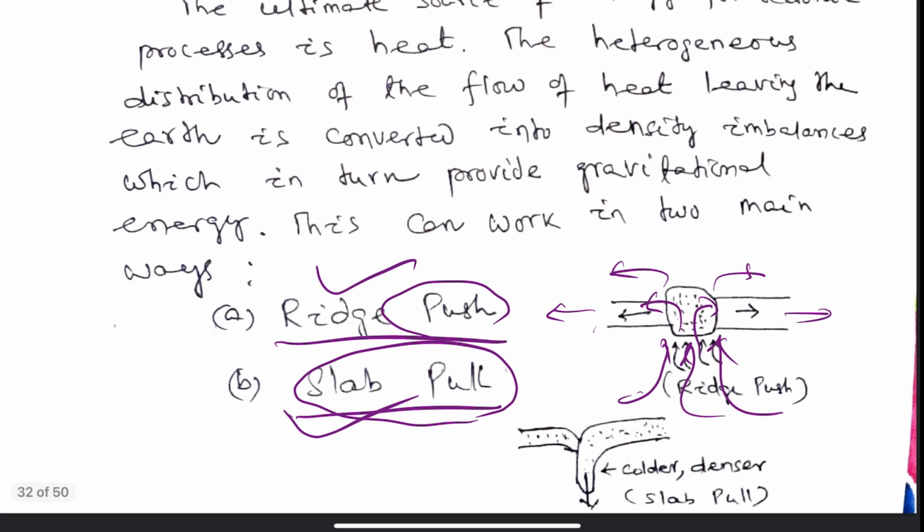And slab pull, because the oceanic plate becomes denser and thicker towards the trench, it becomes heavy, and the slope is almost from the ridge axis, the slope is towards the trench. So slope is there, thickness is also increasing, so it is being dragged into the asthenosphere. So this is slab pull. So slab pull and ridge push are the two mechanisms by which the plates newly created at the MORs can have their motion.